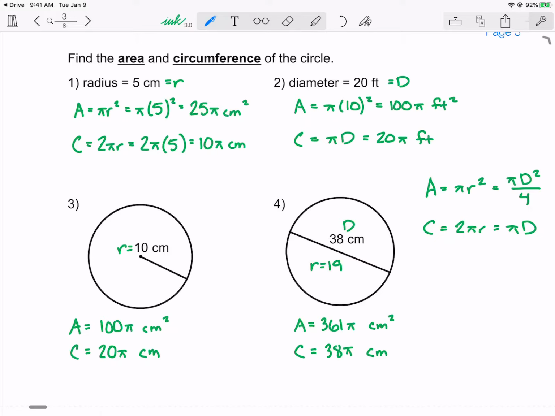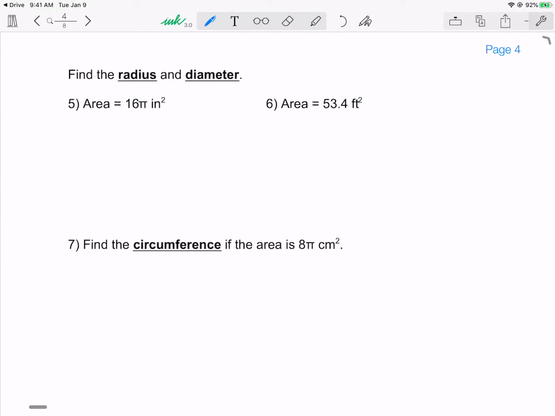So now let's take a quick look at some things backwards. And you may not see these as often, but now I want to find the radius and the diameter given the area. So what I'm going to do is write that this equals pi r squared. So 16 pi equals pi r squared. Well, if I divide both sides by pi, then the pi's reduce to 1, so then I just get 16 equals r squared.